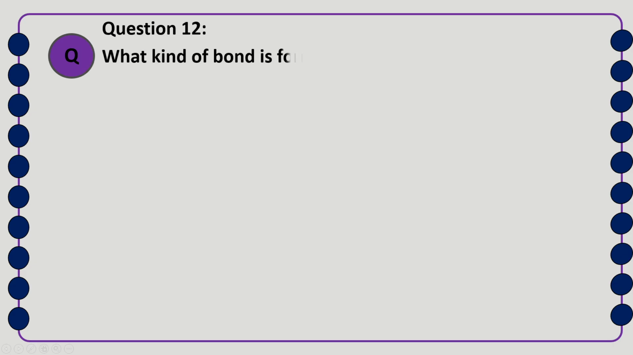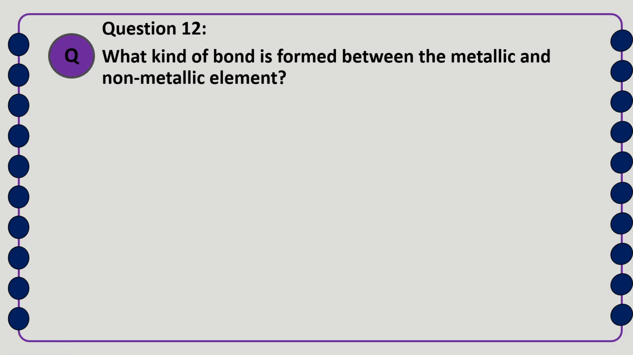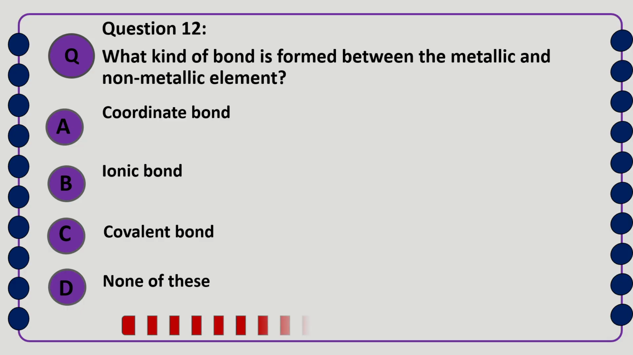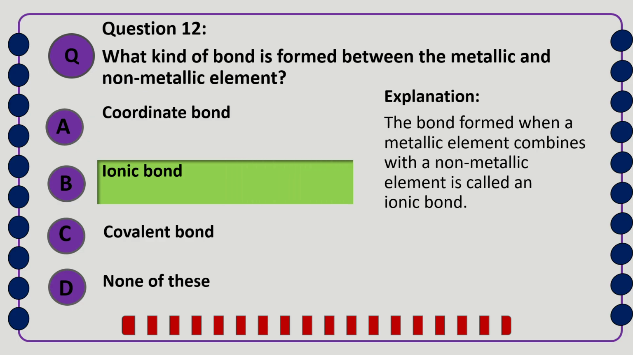Question number 12. What kind of bond is formed between metallic and non-metallic elements? Coordinate bond, ionic bond, covalent bond, and the last option is none of these. Yes, the correct option is ionic bond. The bond formed when a metallic element combines with non-metallic element is called an ionic bond. Let's move on to the next question.